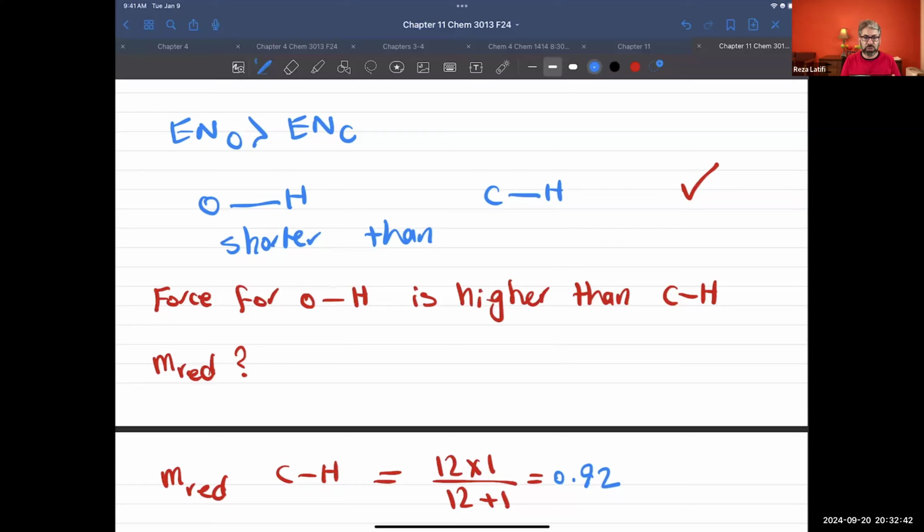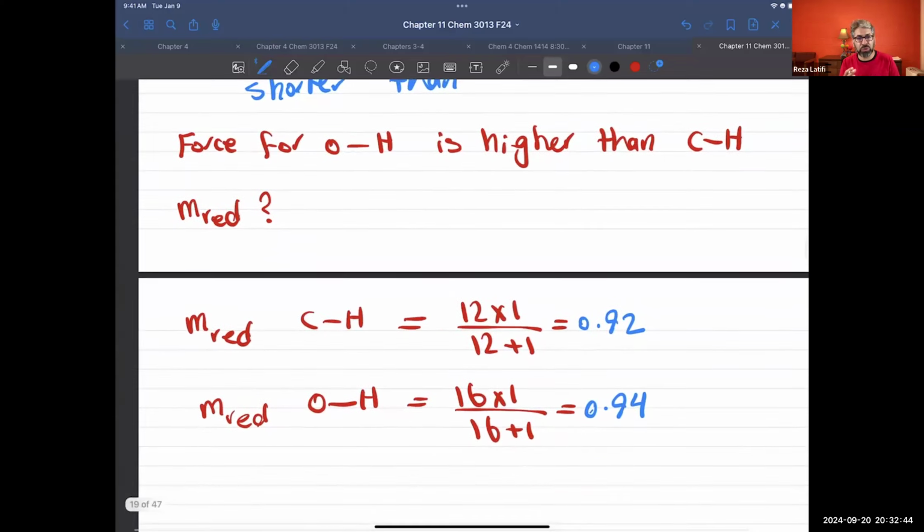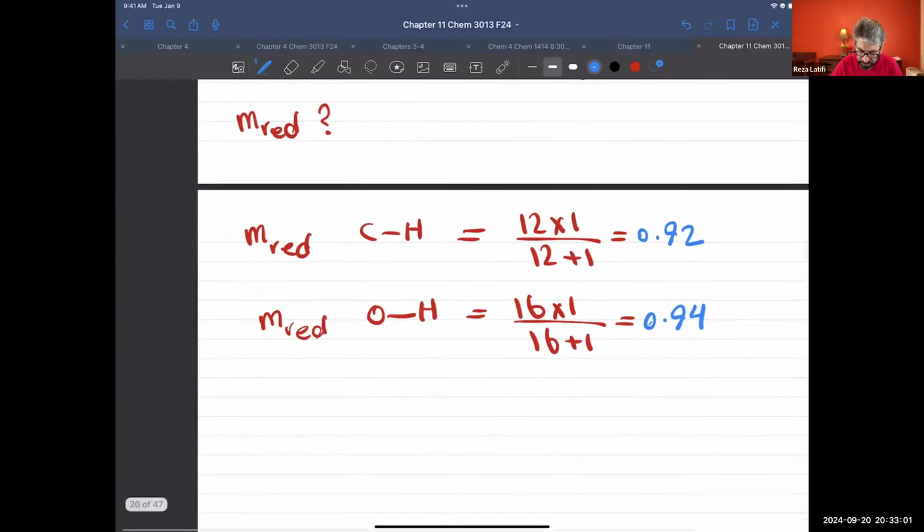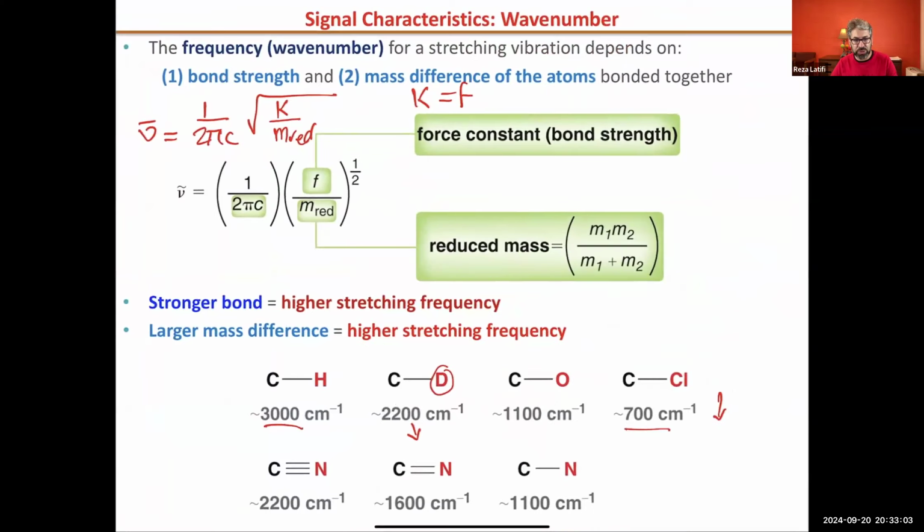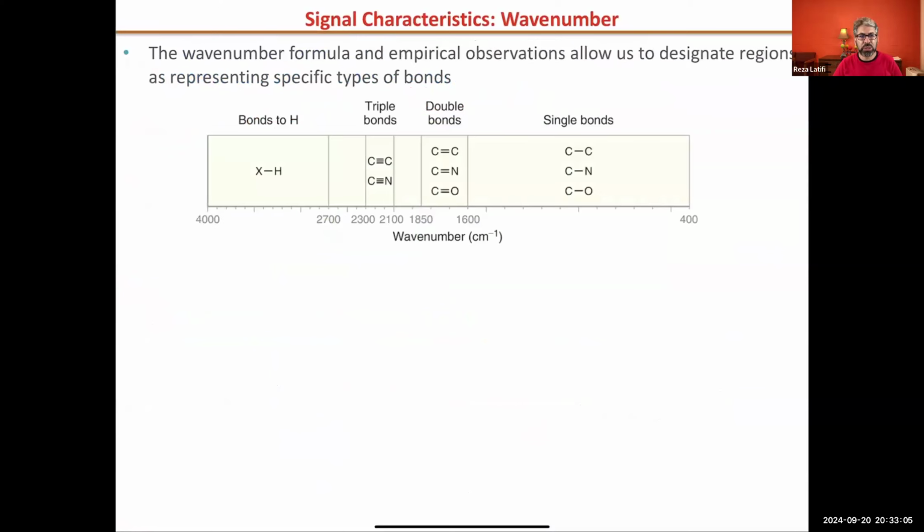Okay, true. But you keep in your mind that you have two factors that are working against each other. Electronegativity is favoring OH, while reduced mass is favoring the CH. Which one is dominant? In this case, for OH, electronegativity. But you have to be careful about actually using this formula.